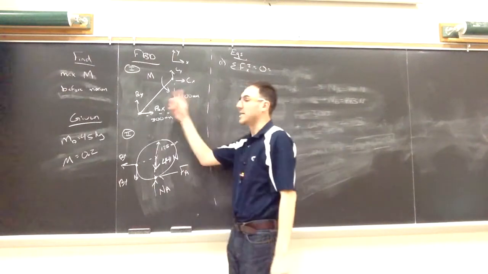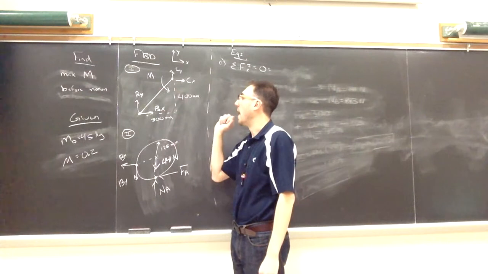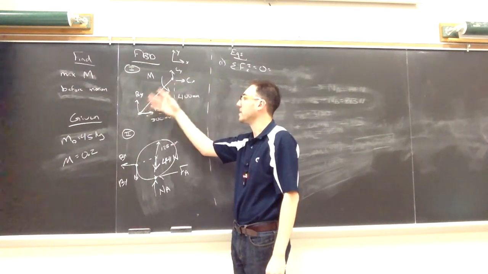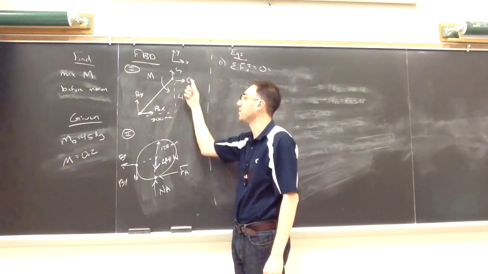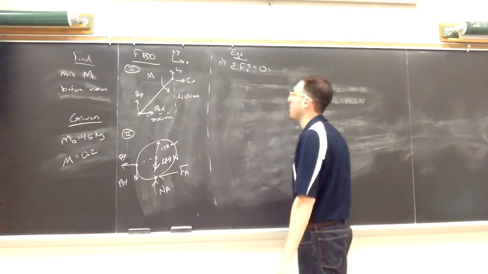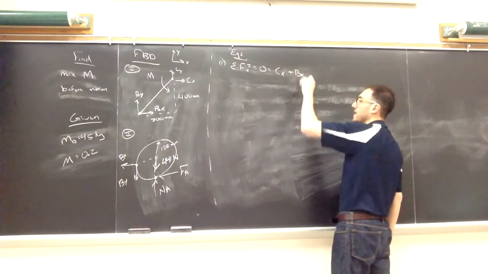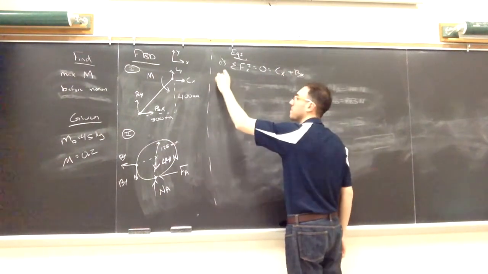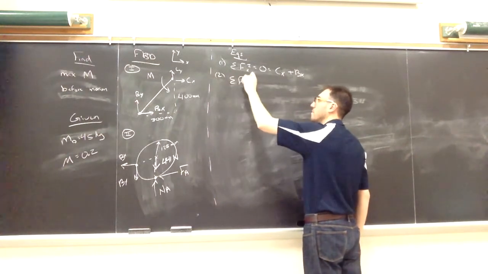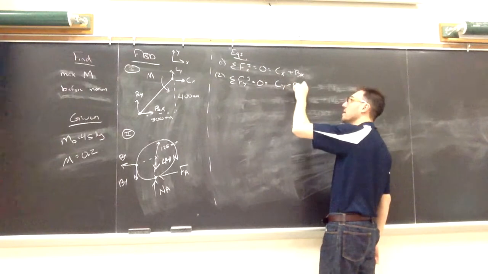I'll reiterate, we can't treat this as a two-force member because we have a moment acting on it. We do know that these are going to be equal and opposite, but we don't know its direction. So we do have to do the full free body diagram on this. So Cx is negative Bx, and Cy is negative By.